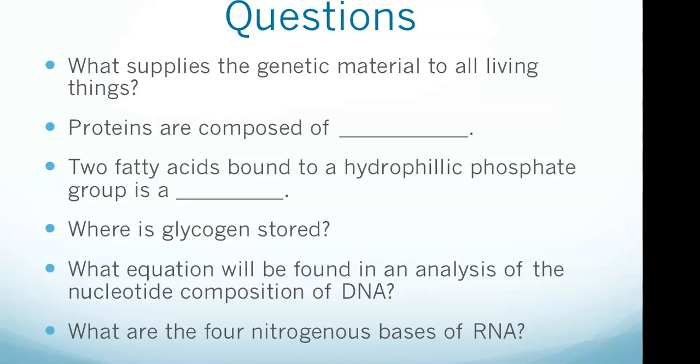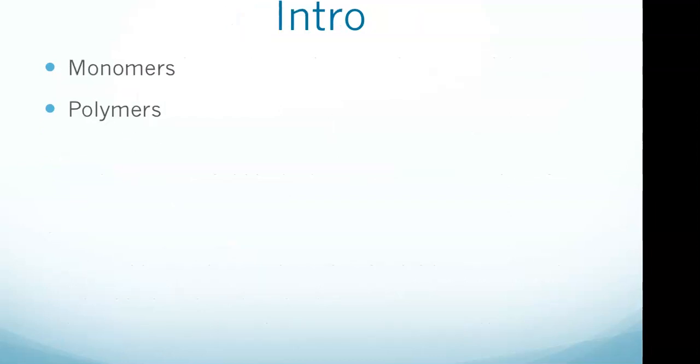Okay, so what supplies the genetic material to all living things? What are proteins composed of? Where is glycogen stored? The equation for nucleotide composition of DNA, as well as knowing the four nitrogenous bases of RNA, as well as DNA. This question is for RNA, is what we want to focus on.